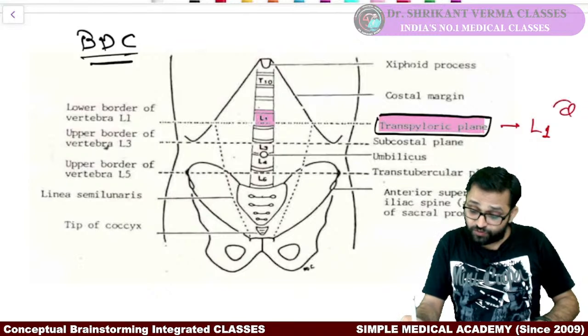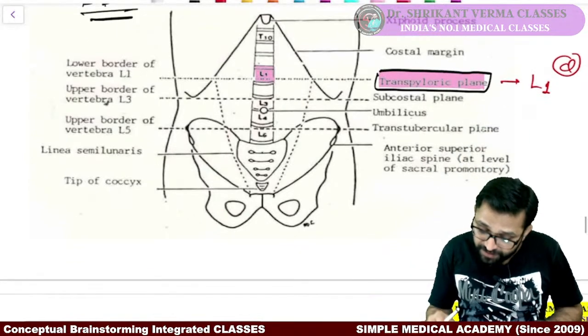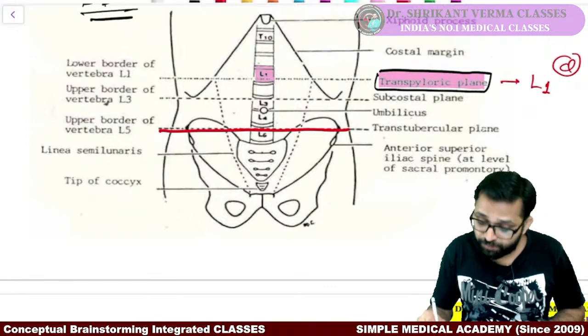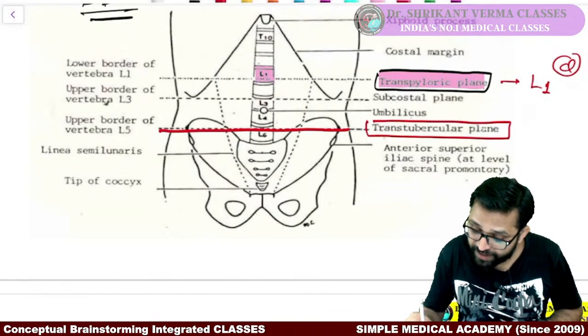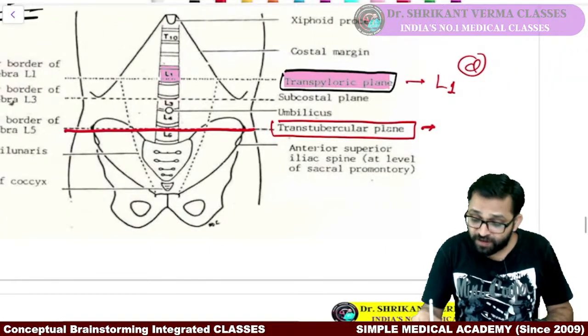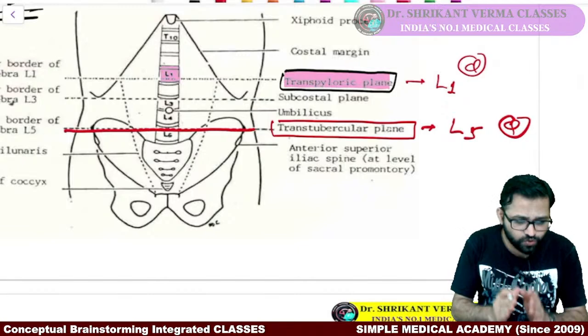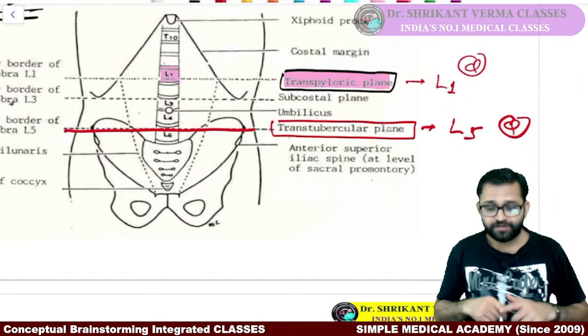You can remember this for MCQs. Now see, there is one more plane which is passing through the hip bone tubercle part. This is the transtubercular plane. It is the lowest line, so it is passing through the last lumbar vertebra, L5. It is so easy. Getting the point, everybody? Okay?